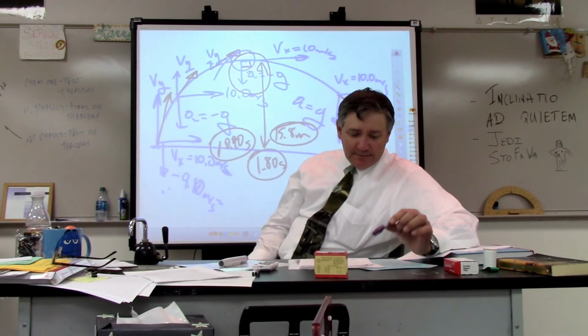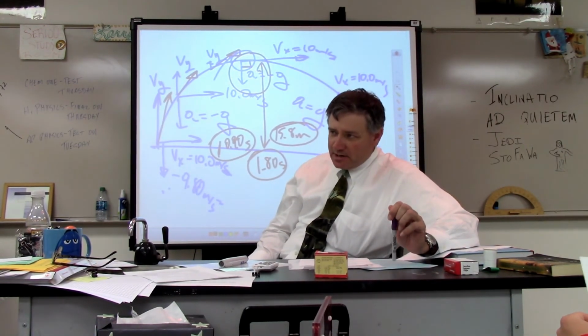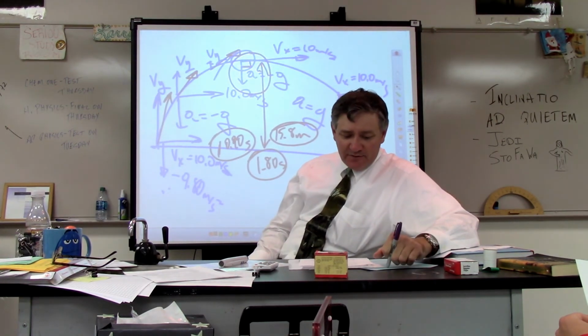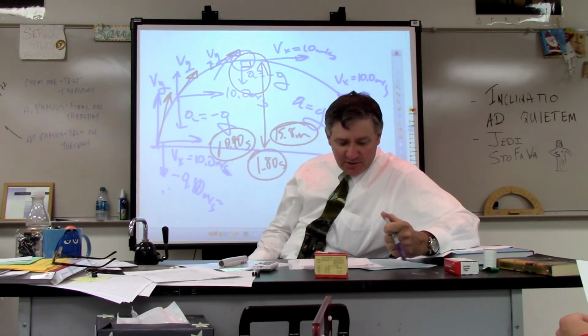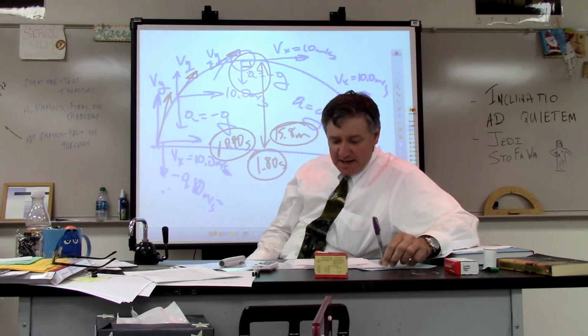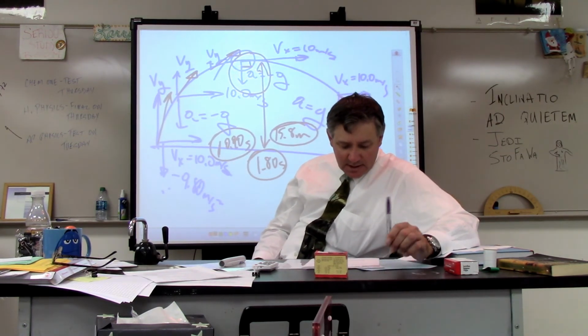On the back side, when you get to questions 5 and 6, you're going to hit a golf ball. It's going to leave the club face at 32 meters per second. The first one is going to be at an angle of 30 degrees. The second one is going to be at an angle of 60 degrees. I want the total flight time, the height, and the range for each one of those.